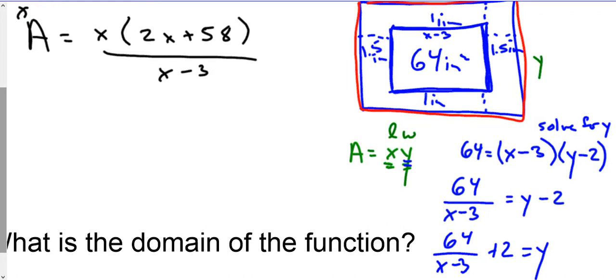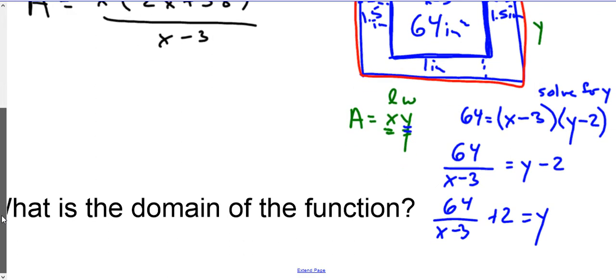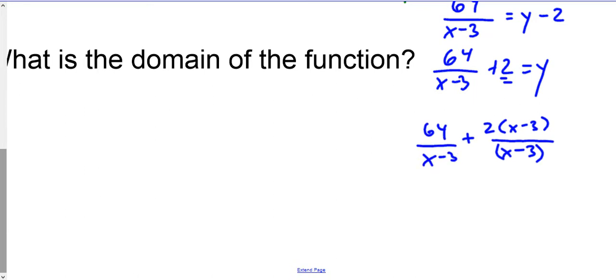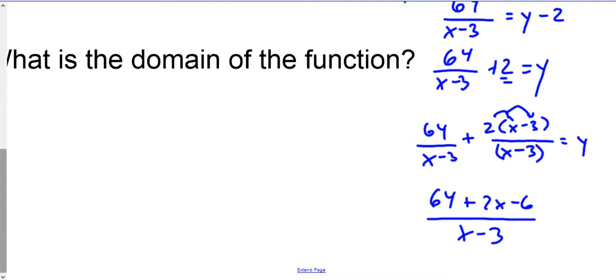We're now going to take this and simplify it. I'm going to get a common denominator, so I'm going to take 2 times x minus 3 and multiply that by 1. That's going to be plus 64 over x minus 3. Simplify this a little farther. We have 64 plus 2x minus 6, I distribute that through, and then we divide that all by x minus 3, and that is going to equal y.